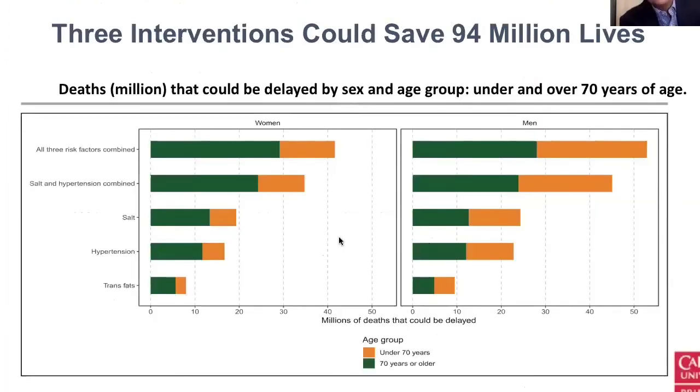And here is the very interesting data. This is for men and this is for women. If you apply that process, the 3 interventions, you would save over 40 million lives of women and over 50 million lives of men. But more interestingly, when you look into the impact of salt, it is more than the impact of increasing hypertension treatment. If you were to look into combining both, you would save 35 million lives of women and 45 million lives of men. And that is really quite important.